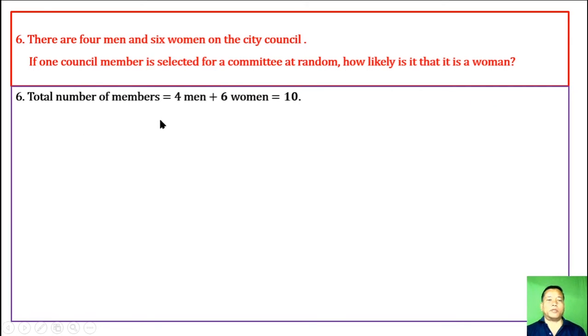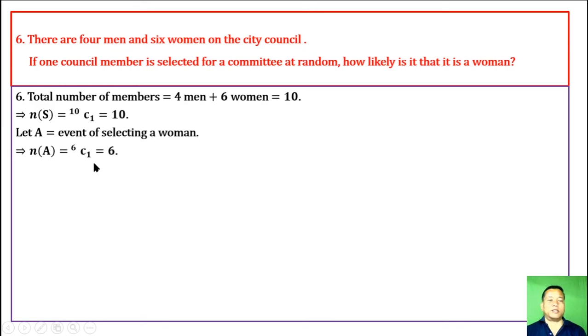The total number of members is 4 men plus 6 women, that is 10. N of S is 10C1, that is taking one person from 10, which can be done in 10 ways. Let A be the event of selecting a woman. N of A is 6C1, that is taking one woman from 6, which is 6 ways. Therefore, P of A, the probability of taking a woman, is N of A by N of S, that is 6 by 10. After cancelling, we get 3 by 5.